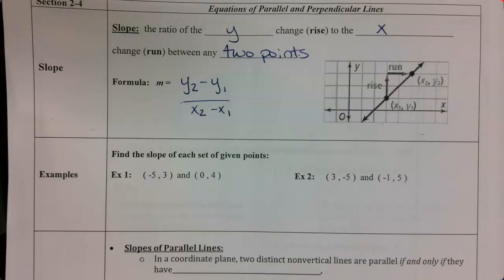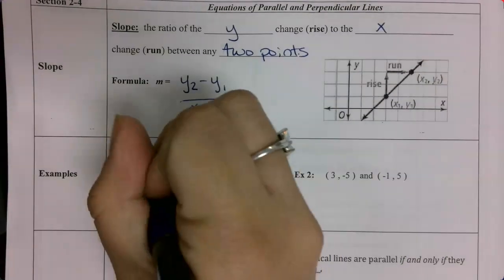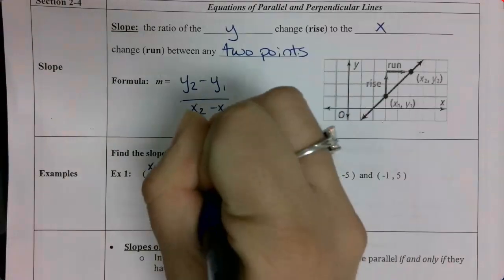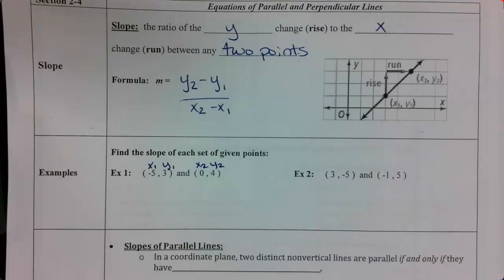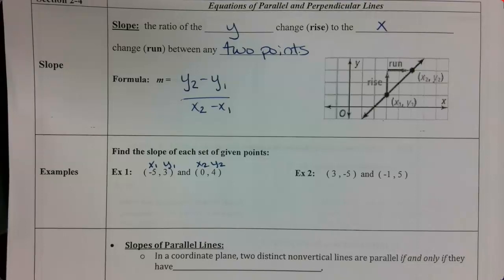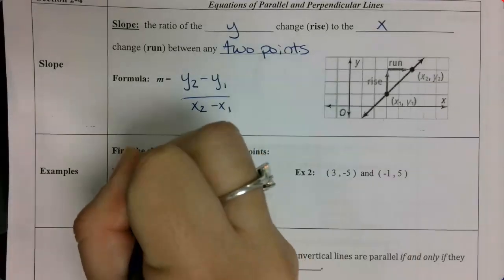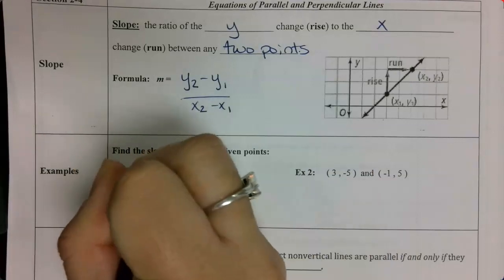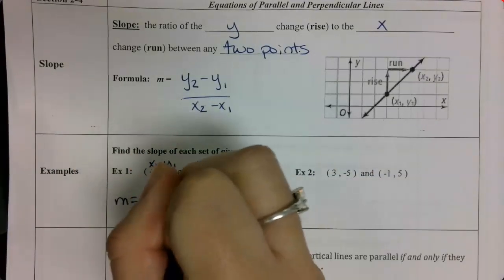Okay, so my first example wants me to find the slope of each set of given points. So I'm going to start off by labeling them x sub 1, y sub 1, x sub 2, y sub 2. Then I plug into my formula. I'm going to have 4 minus 3 over 0 minus negative 5.